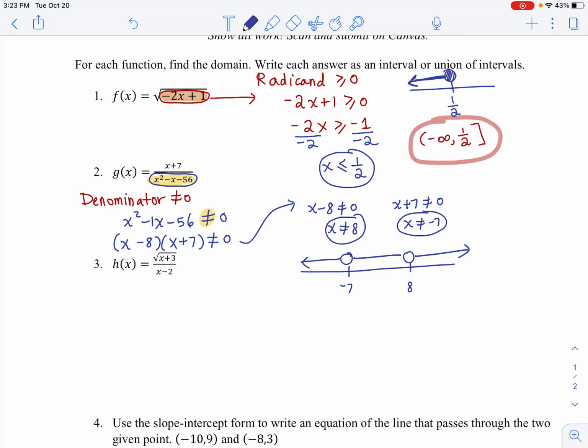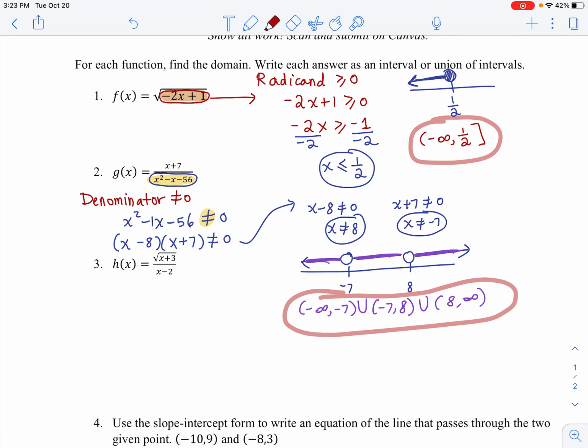Now let's write the solution in interval notation. The one that's all the way on the left is going to be negative infinity to negative 7 union. What about the one in the middle? This one will be negative 7 to 8 union. And the very last one starts at 8 and goes all the way to positive infinity. So that is the solution that I'm looking for on number 2.